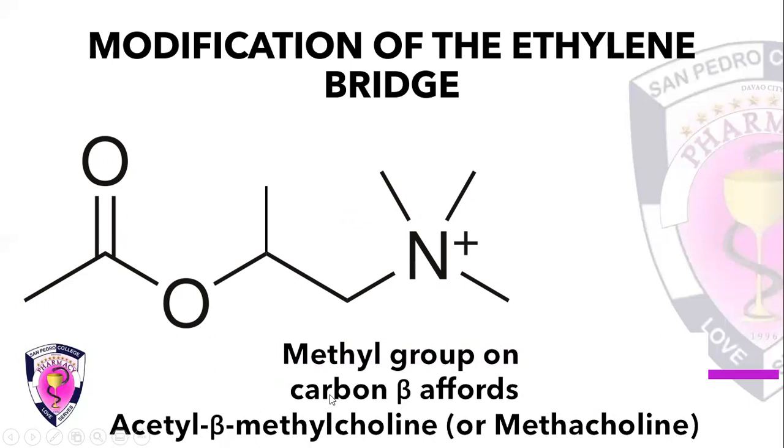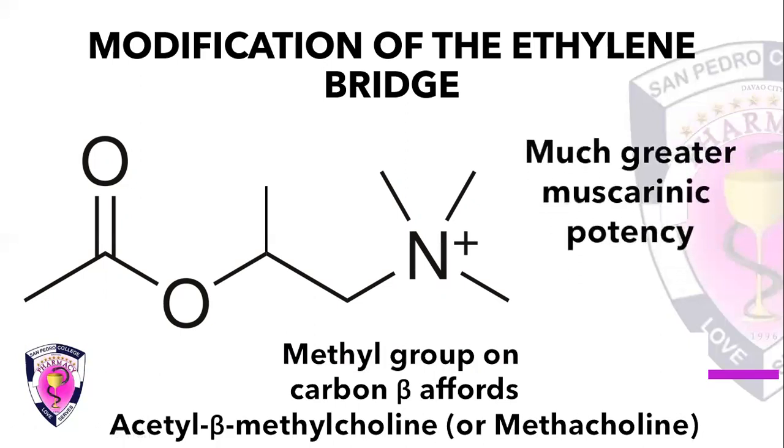Now, it is said the addition of a methyl group on the beta carbon affords acetyl beta methylcholine, also known as methacholine. Now, this modification, it's a good modification. It resulted in a much greater muscarinic potency. So go siya. It's a good modification. Actually, one of the muscarinic agonists includes the drug methacholine. So it has a greater muscarinic potency compared to acetylcholine.